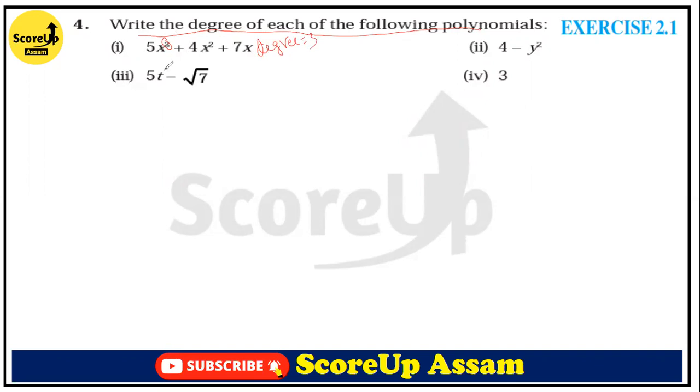Now here the highest power of the variable is 1. So degree is equal to 1. And here the highest power of the variable is 2. So degree is equal to 2. Here this is a constant polynomial. So degree of a constant polynomial is always 0. Degree of constant polynomial is always 0. It is very, very important. Okay. Now we shall move on to the next question.